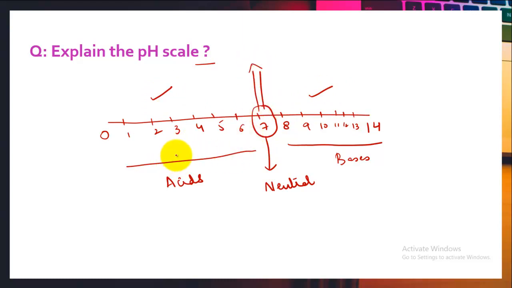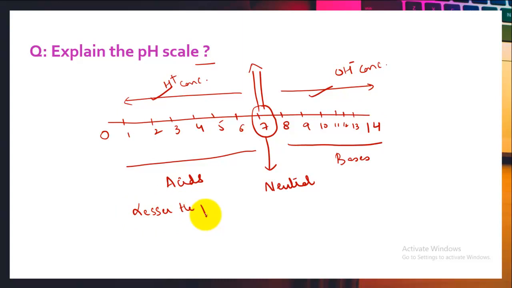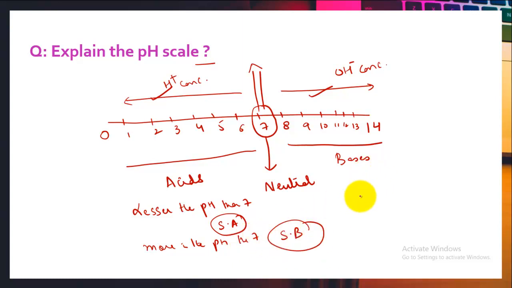So we can say that on this side the hydrogen ion concentration is increasing as we move towards the left of 7. And on this side, the concentration of hydroxide ion goes on increasing as we move towards the right of 7. Now, we can write this as: the lesser the pH than 7, the stronger is the acid, and the more the pH than 7, the stronger is the base. So this is what the pH scale is.